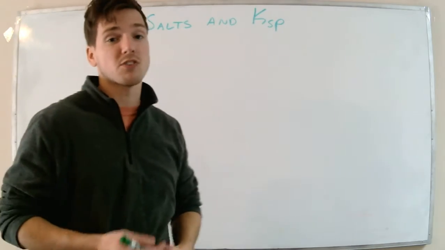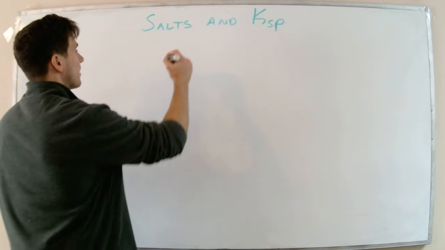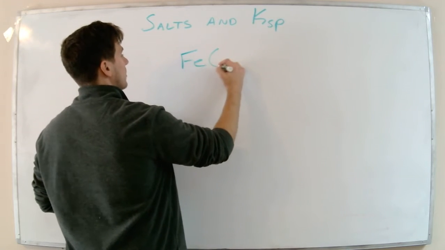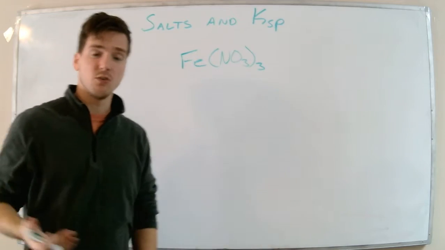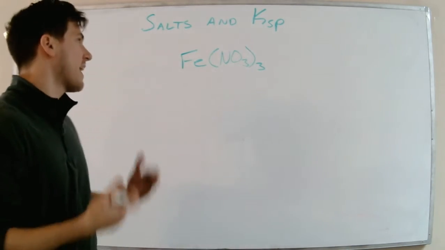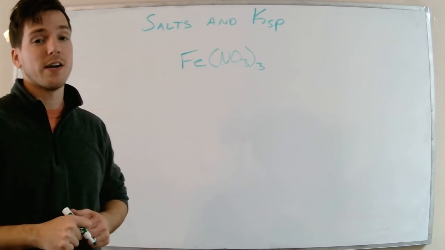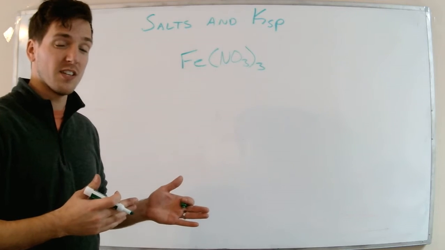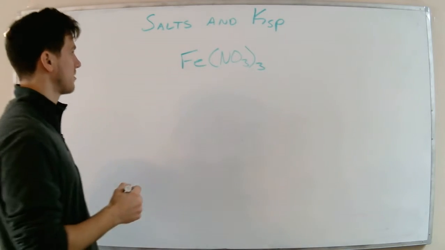So like I said before, salts can be acidic, basic, or neutral. On the AP exam, they'll give you a salt, such as iron 3 nitrate, and they will ask you, is this salt acidic, basic, or neutral? The way we figure that out is that we just split the salt apart, and then we add H plus to the negative ion and OH minus to the positive ion. You'll see what I mean here in a second.